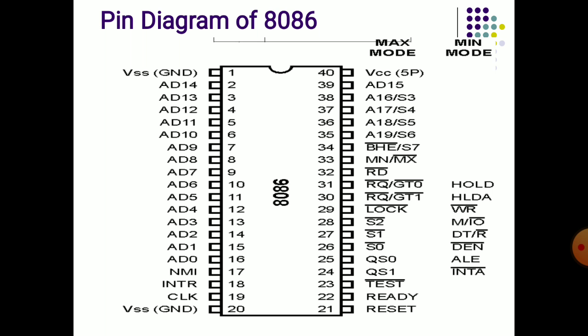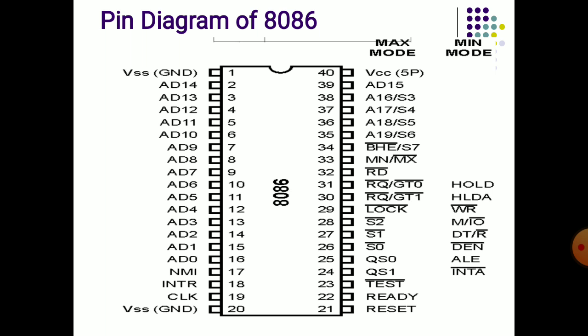That can be calculated by using the 2 power n formula, where n is equal to the number of address lines. 2 power 20 is equal to 1 MB memory locations. So these pins will act as address buses, right? In addition to that, some additional functionalities are there, that is S3, S4, S5, and S6. These can be performed as some status signals. I'm going to explain that.